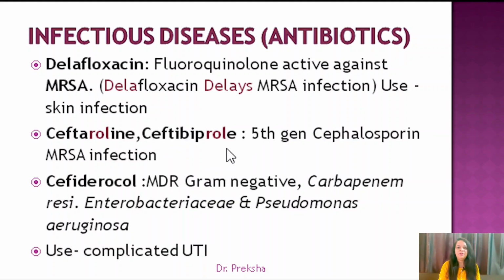Ceftaroline and ceftobiprole. These are the 5th generation cephalosporins for MRSA infection. These are the drugs for MRSA infection. This way you can remember these drugs. Cefiderocol. Cefiderocol is used for MDR gram-negative organisms, carbapenem resistant Enterobacteriaceae and Pseudomonas infection. So this is again a 5th generation cephalosporin, and cefiderocol is used in complicated UTI.